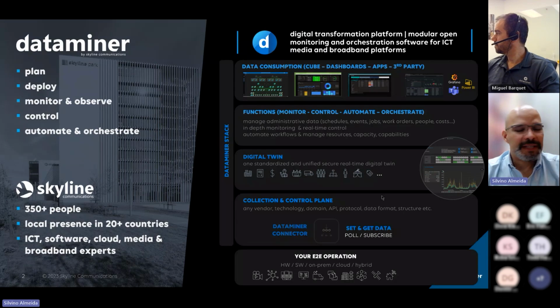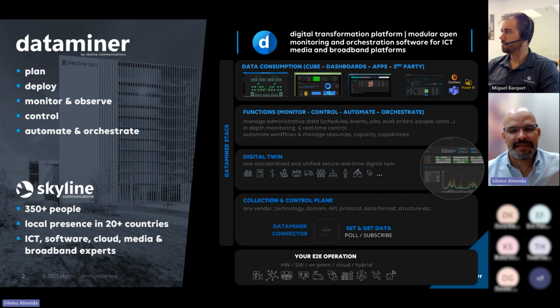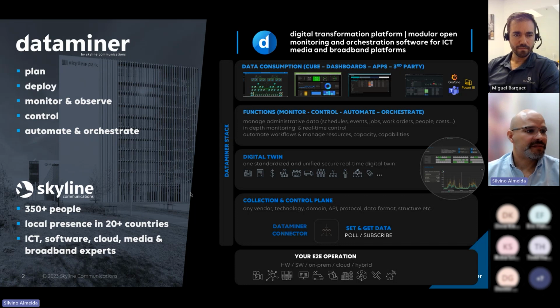Okay, so DataMiner is our platform. The company, in fact, is called Skyline. Sometimes people just confuse these two. But Skyline, we are about 350 people in the crew today, spread around the world. We have bases in Asia, in Europe, and in the US, but we have many other offices, right? So our product is intended for deploying, planning, monitoring, controlling, and automation, very focused on media operations. We have a lot of expertise in media.